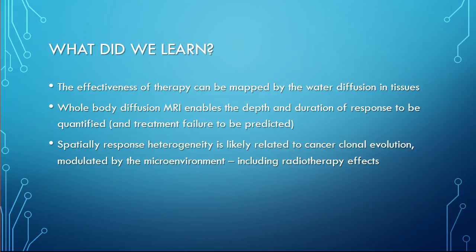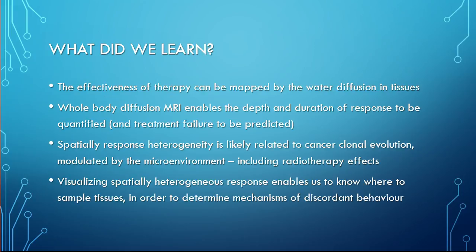You'll remember the differential responses occurring in the region of the right hip, which had originally been irradiated. This ability to visualize spatially heterogeneous responses enables us to know where to sample tissues in order to determine the mechanisms of discordant behavior.